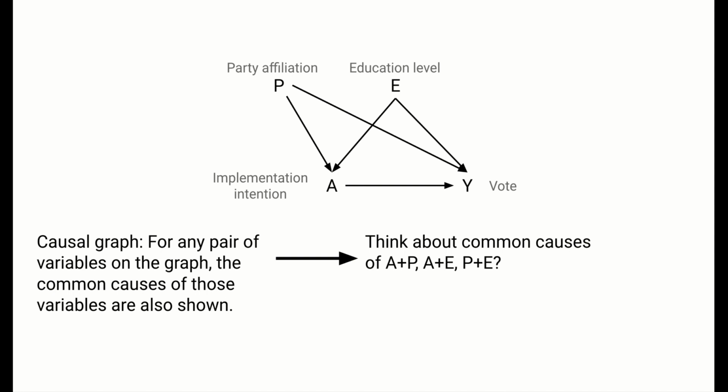So we've defined causal graphs as DAGs that display the common causes of any two variables on the graph. Does this mean that we also need to consider common causes of A and P, A and E, and P and E?